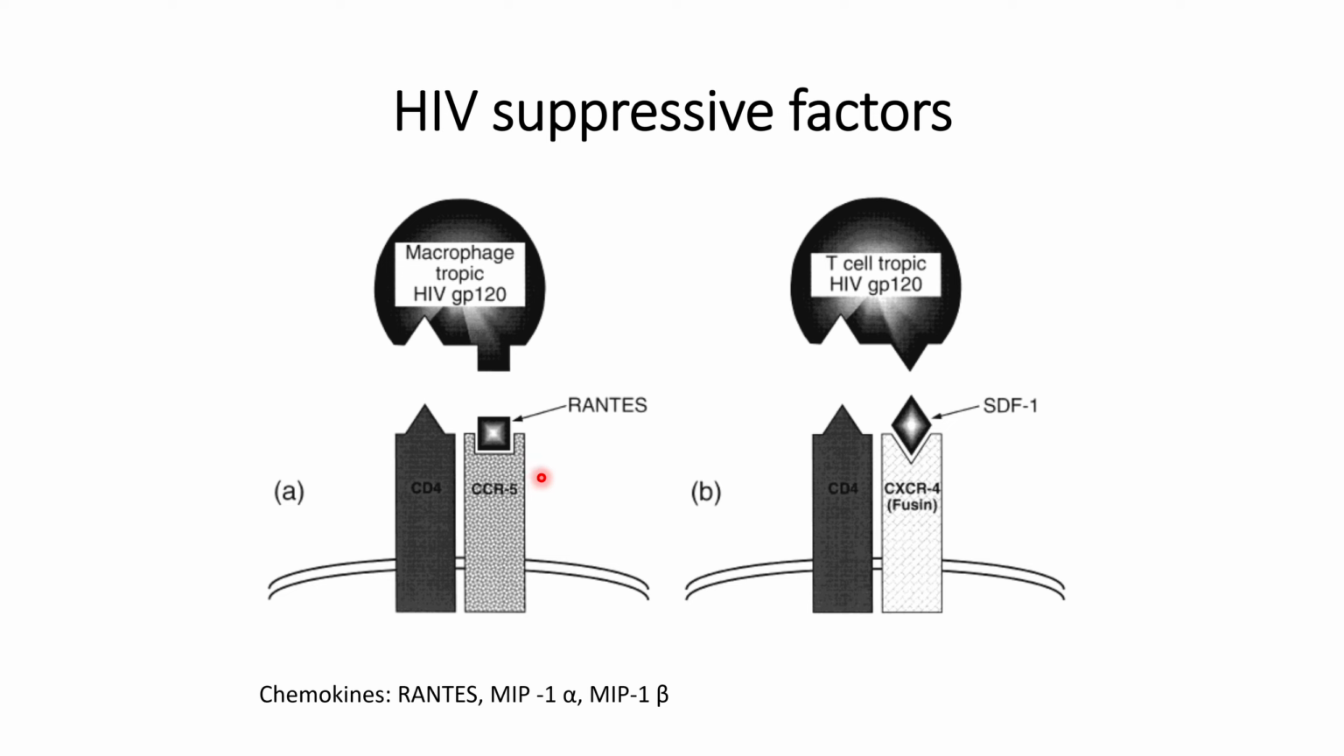An example is shown here of RANTES. When RANTES binds to the CCR5 co-receptor, the HIV GP120 part will not be able to infect these cells. The same is the case with CXCR4. When it binds with SDF1 chemokines, then T cell trophic HIV GP120 will not be able to infect or internalize the cells, and thus will not exacerbate the condition of the infected cells.